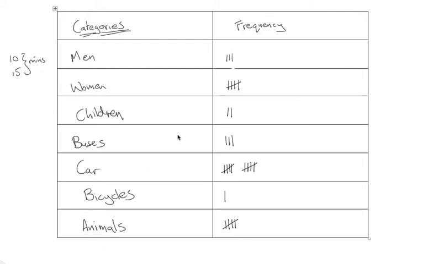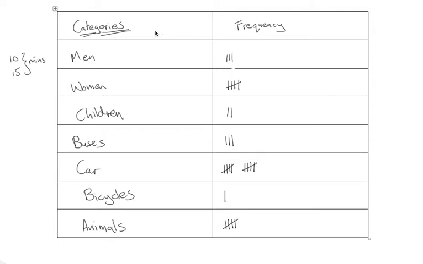Maybe you stared out the window and you saw different people and things that went past the window. And you used this counting system where you saw maybe 3 men, so you did 3 lines, 1, 2, 3. Maybe you saw 5 women, so you did this, 1, 2, 3, 4, 5. 2 children, 1, 2, and so forth.